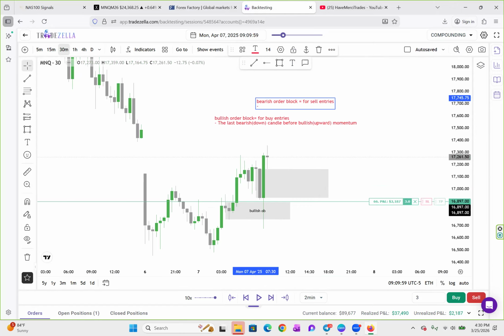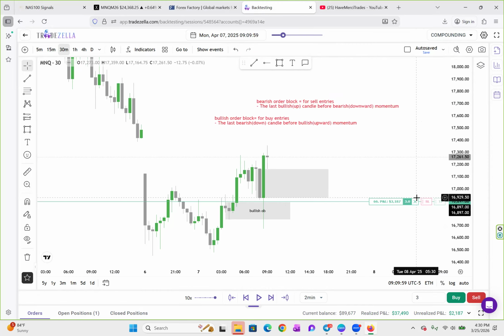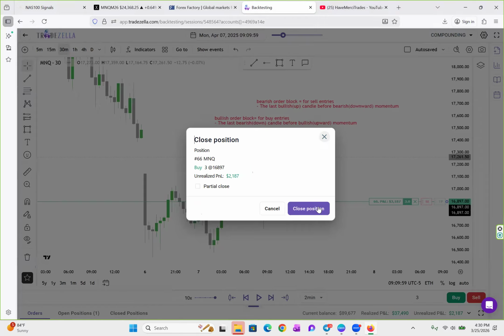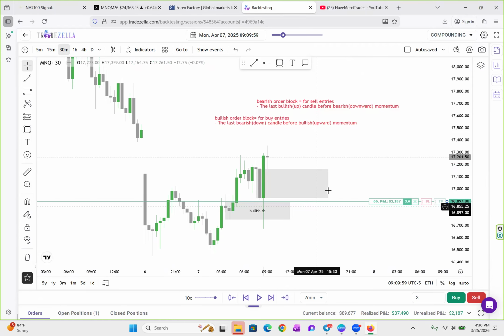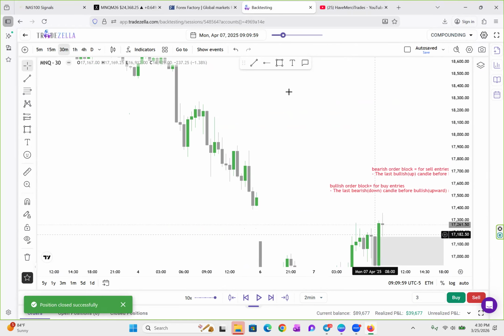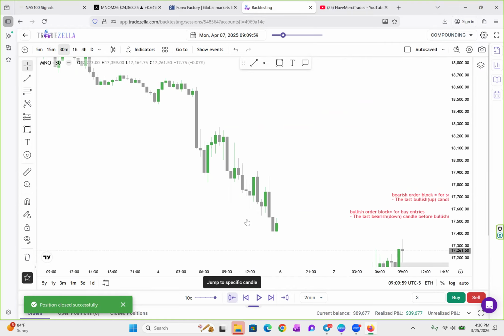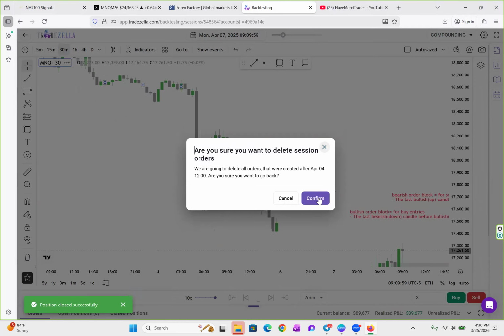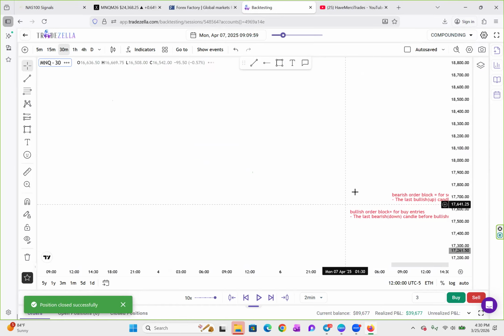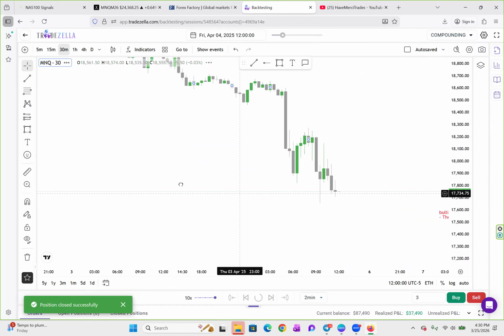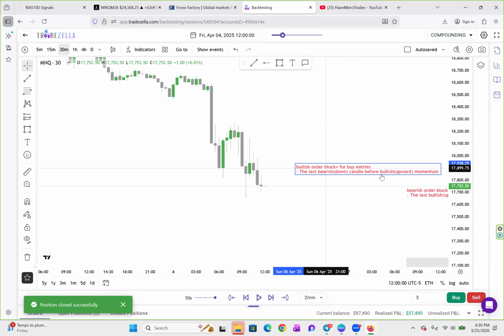A bearish order block is the last bullish, or you could say up candle before bearish, or you could say downward momentum. And you're looking for price to trade into the bottom of these areas for sells. And there are some all over the chart, right? There's always something all over the chart. So that's why it's important to know what trend you're in. Knowing what trend you're in is going to help you identify if you should be looking for bullish or bearish order blocks.